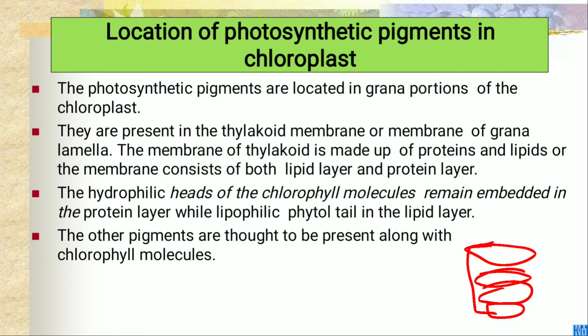The membrane of the thylakoid is made up of protein and lipids, or the membrane consists of both a lipid layer and a protein layer. The hydrophilic head of the chlorophyll molecule remains embedded in the protein layer while the lipophilic phytol tail is in the lipid layer. The other pigments are thought to be present along with the chlorophyll molecules.